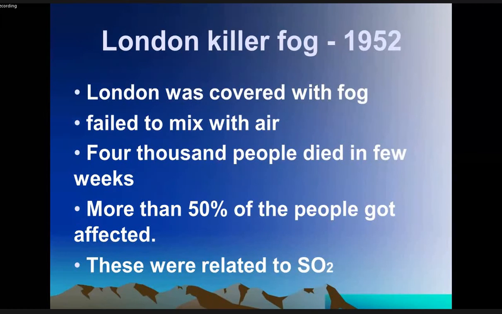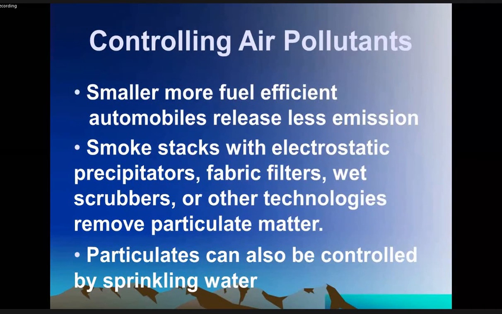What happened was that London was covered with fog all over, and this fog failed to mix with the air, and 4,000 people died in a few weeks. The fog remained for 1 week, and 4,000 people died, and nearly half of the population was affected one way or another. The morbidity was 50%. Absolute figures are there, and these were related to the extreme emissions of sulfur dioxide in the atmosphere due to transport and different other factors.